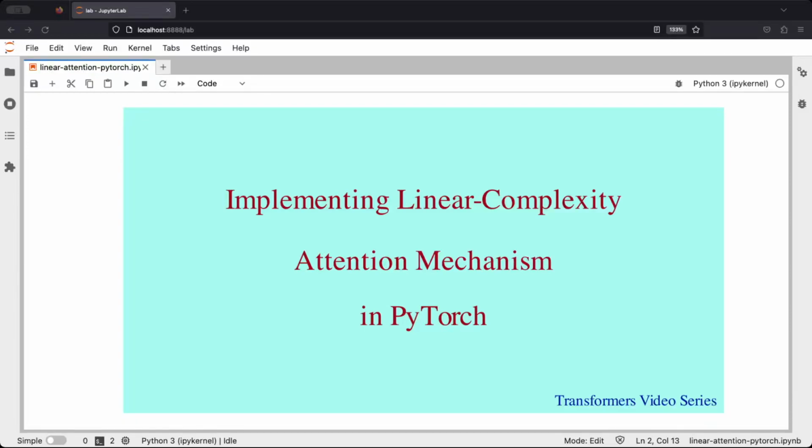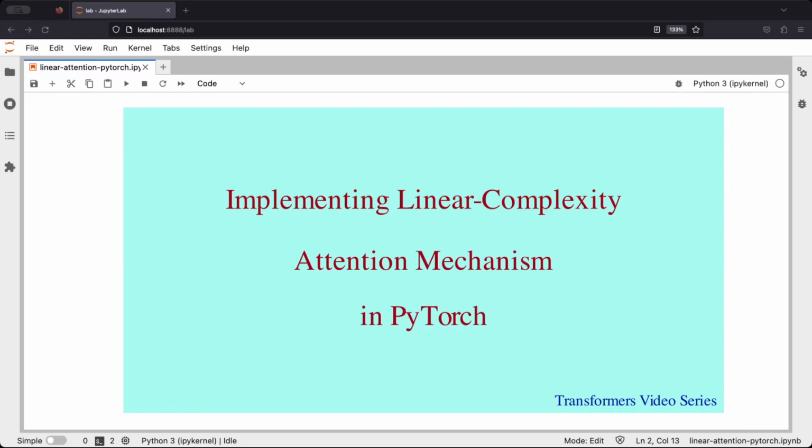Hello everyone. In our last video, we explored 8 distinct algorithms that were aimed at improving the efficiency of the attention mechanism by minimizing its memory and arithmetic complexity. In this video, we'll be presenting a PyTorch implementation of 4 of those algorithms that have linear complexity with respect to the sequence length. This demonstration is intended to help you get familiar with the underlying concepts.